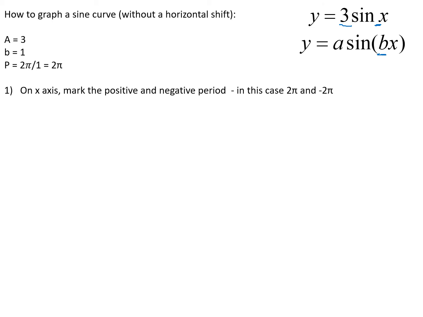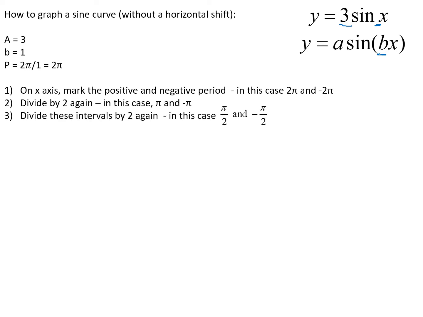So on the x-axis, I'm going to mark the positive and the negative period because I'm going to actually graph 2 cycles of this. So I'm going to start at 2 pi and at negative 2 pi. Then I'm going to break that in half again. So I'm going to go to pi and negative pi and make a mark there. And then I'm going to break that in half again. So I'm going to be at pi over 2 and negative pi over 2.